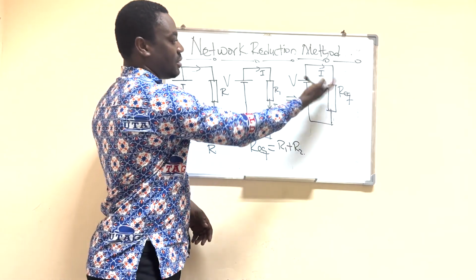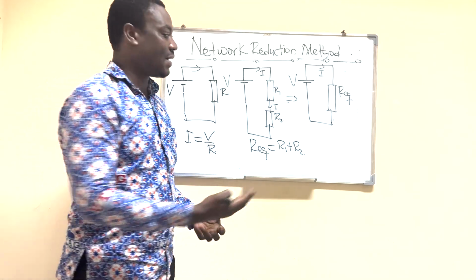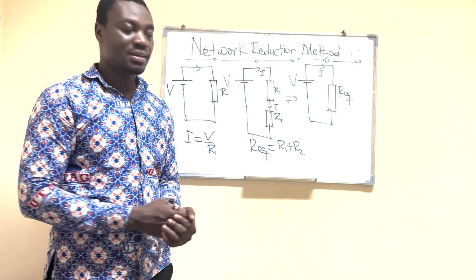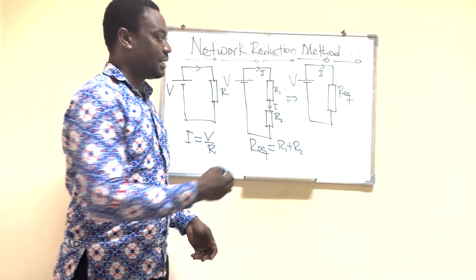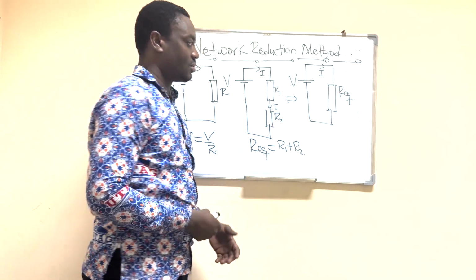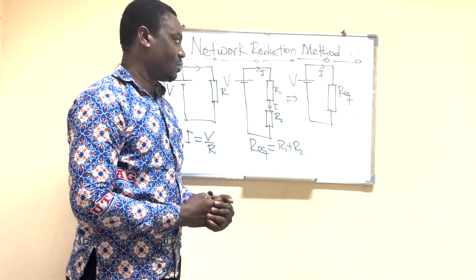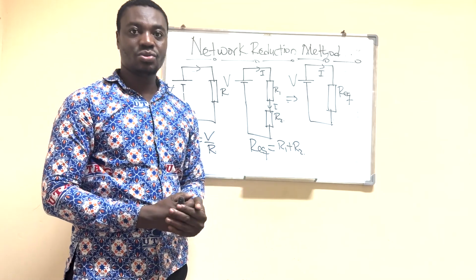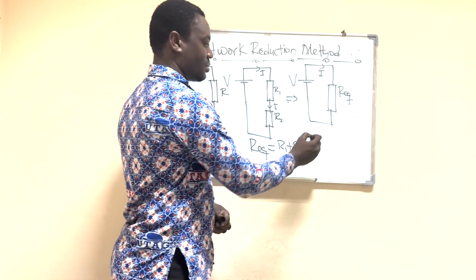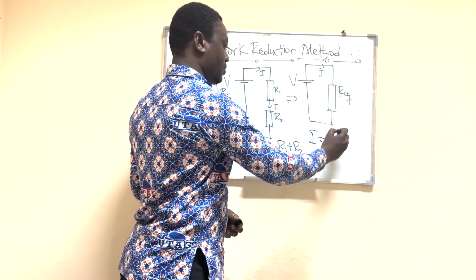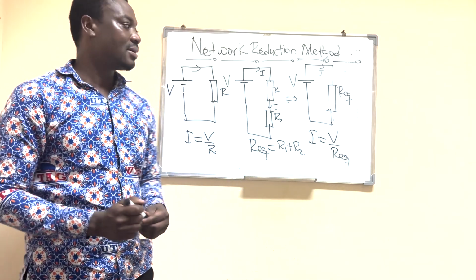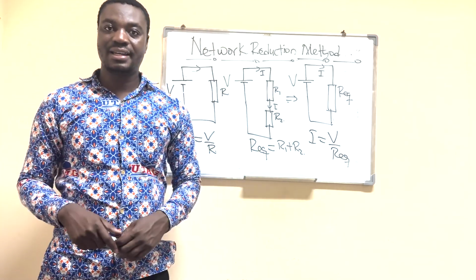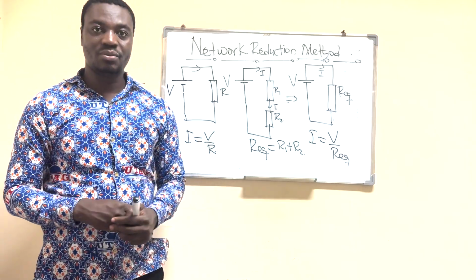Now, once we have done that, you can see that you can have a simplified circuit whereby you just have a voltage supply. Then we have our equivalent resistance. So from there, we can get the current as usual, and the current will be equals to voltage over the equivalent resistance. So we have this. I'll be talking about other examples as we move on.